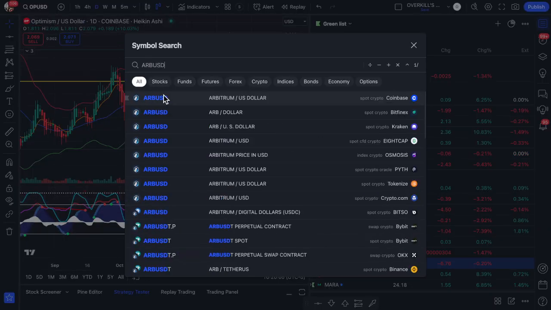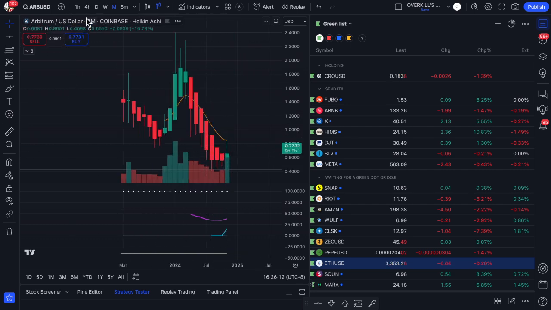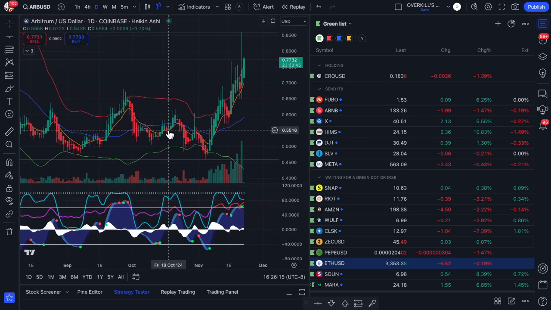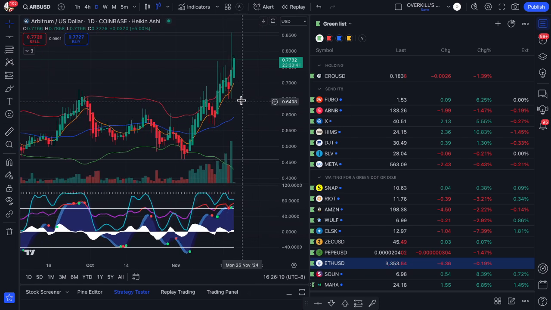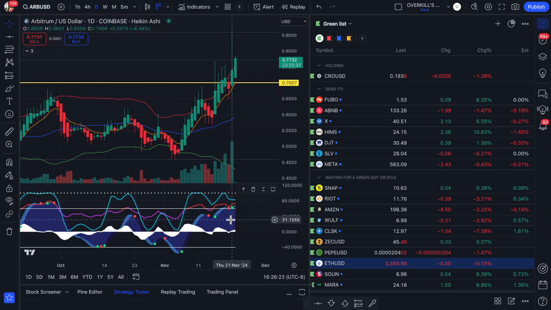ARB, another Ethereum name, I believe. Or maybe this one is its own thing. That one's got a green candle there. Wonderful. So we're on the daily here, looking for pullbacks. Right now, this thing is just rocket shipping. Okay, 70 cents is the stop loss again.